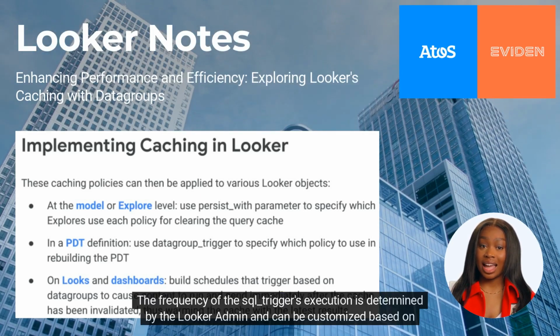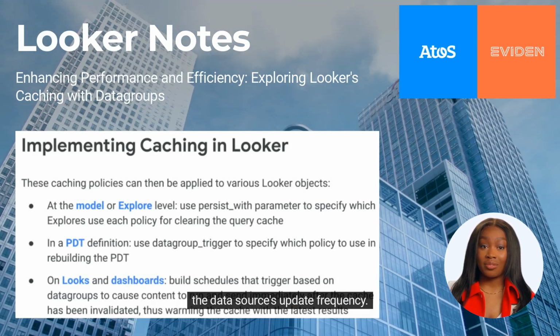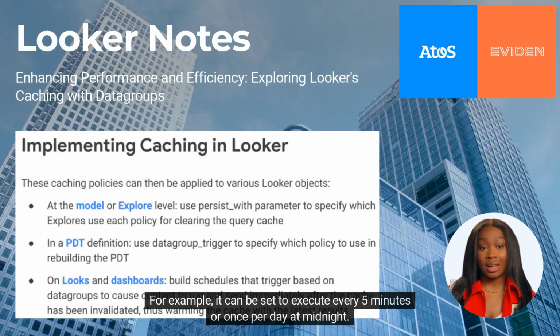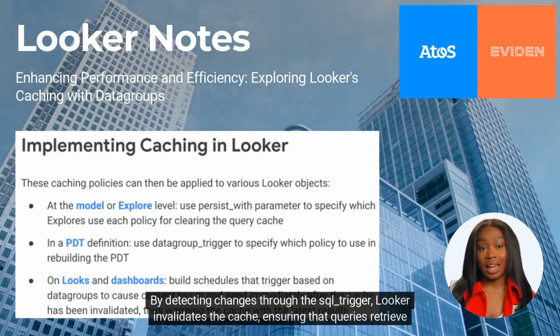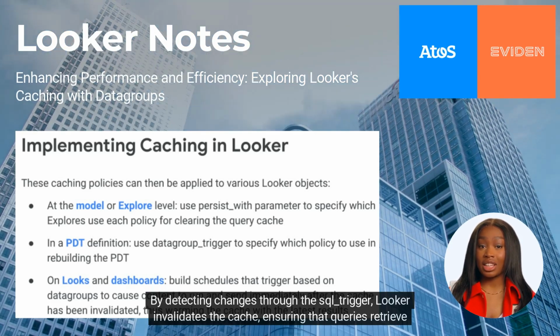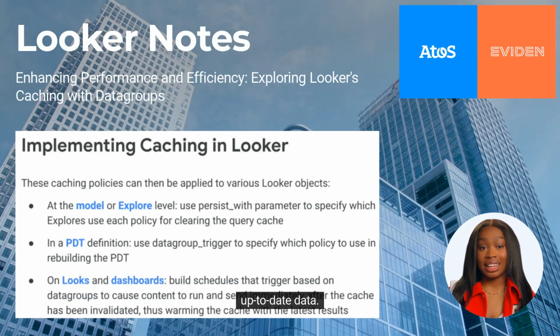The frequency of the SQL trigger's execution is determined by the Looker admin and can be customized based on the data source's update frequency. For example, it can be set to execute every 5 minutes or once per day at midnight. By detecting changes through the SQL trigger, Looker invalidates the cache, ensuring that queries retrieve up-to-date data.